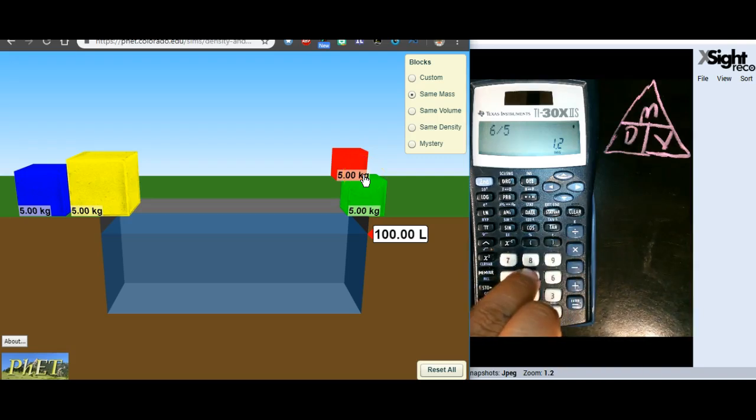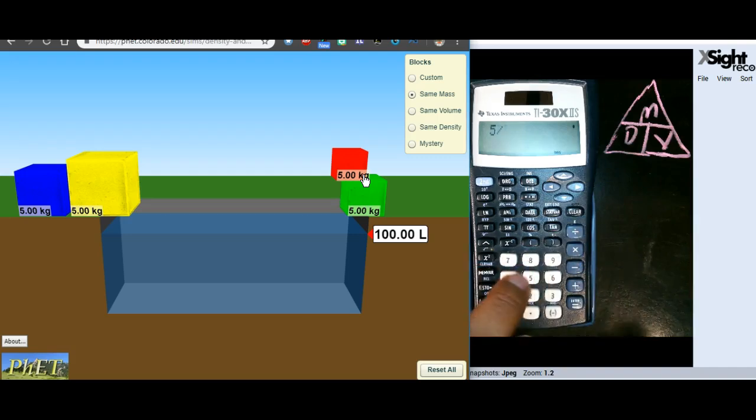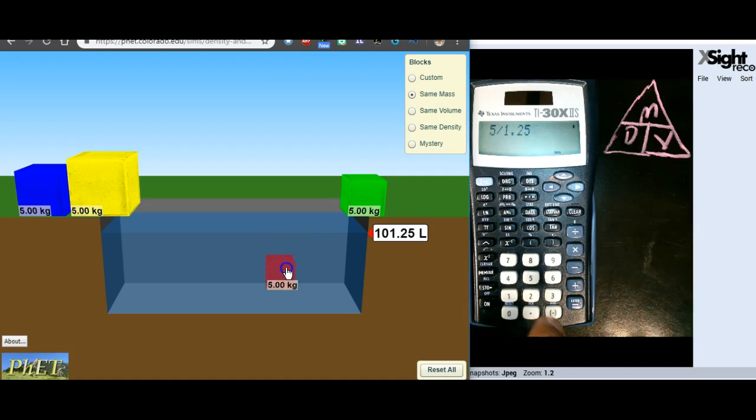Look, I'm taking 5 grams, dividing it by 1.25 mLs. So again, I can see that when I drag it in, 100 to there. And that gives me a density of 4 grams per milliliter, or 4 grams per centimeter cubed. That means out of this red one, if I pulled out 1 cube, it would weigh 4 grams. That's all it's saying. All right, what about this yellow one?